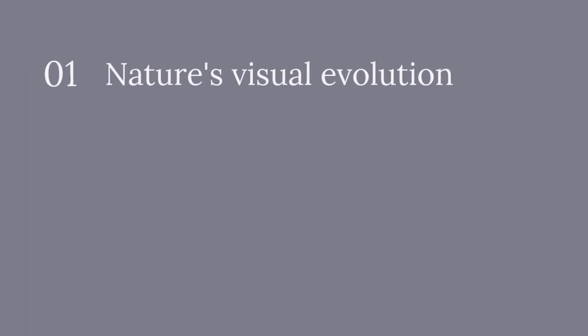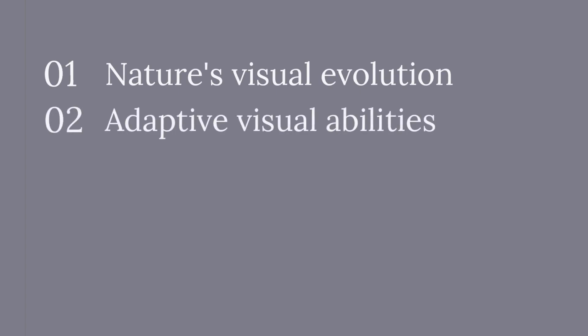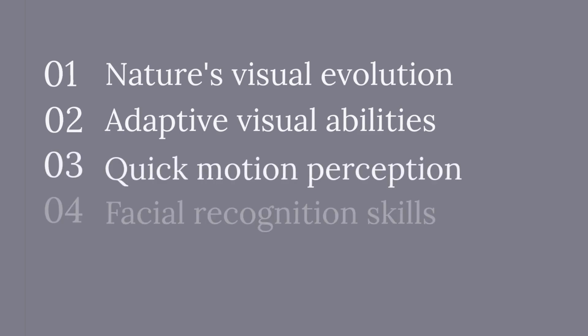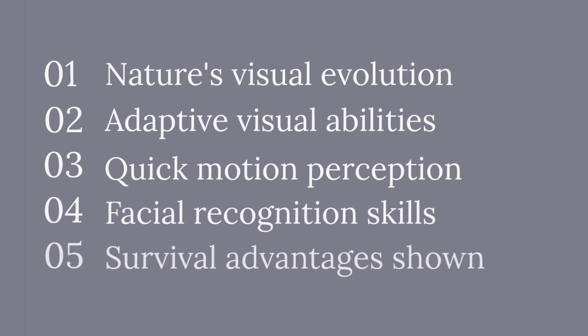Nature proponents argue visual abilities evolved adaptively. Quick motion perception and facial recognition are examples. These abilities provided survival advantages. They illustrate nature's role in perceptual evolution. Such features reflect genetic inheritance.